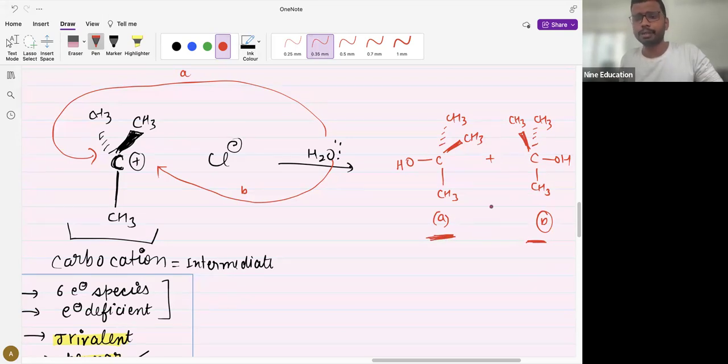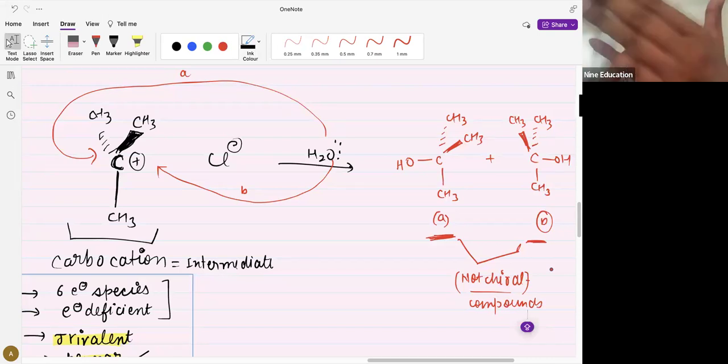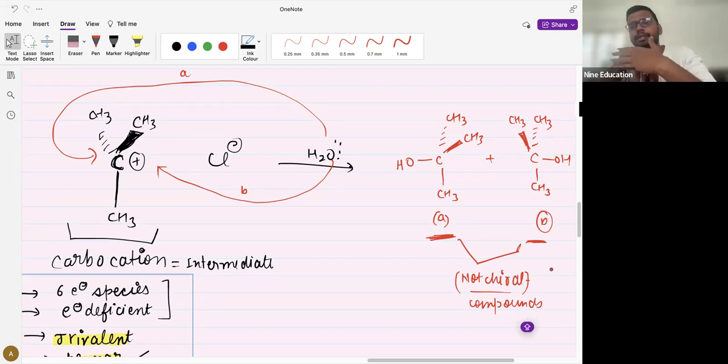But these 2 are same, beta. If you rotate them, they will be same because these are not chiral. Carbon is not chiral. These are not chiral compounds. You can have a plane of symmetry. You can have a center of symmetry. इसको काट सकते हैं हम. I can cut this A and B. If I cut on the plane, I can cut this. So it is not chiral at all.